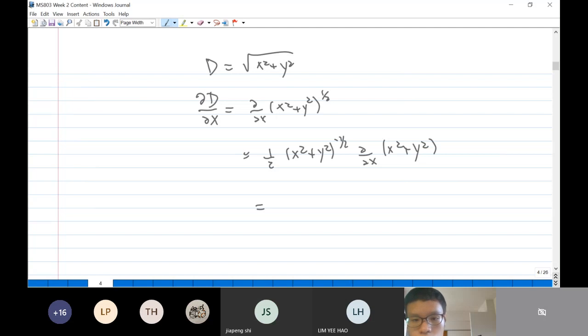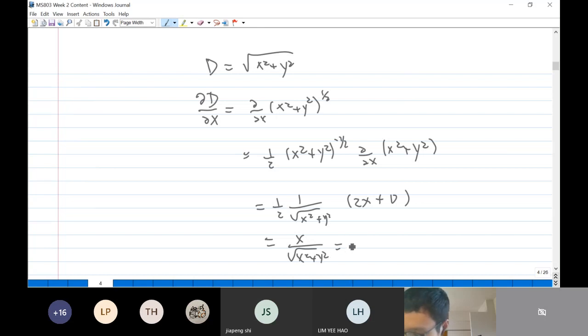So you get half square root of x squared plus y squared, and then this is actually 2x. Because y is constant now, you get x over square root of x squared plus y squared, which is actually x over d. So it's the same answer. I just wanted to show you that you can do this and get the same answer. So example 8, look at this.